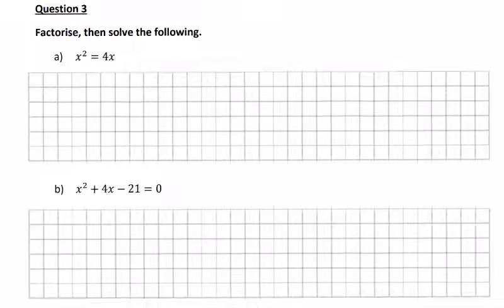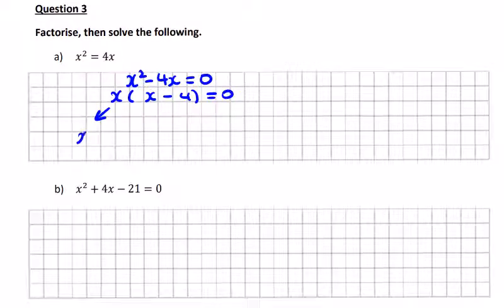Question 3 is factorize and solve. X squared is equal to 4x. Bring it across. X squared minus 4x is equal to 0. With these quadratics, there's 2 solutions. So if we factorize it, we get x times x minus 4. So to make this 0, x has to be 0 here. Or the long way of doing it, we say the whole bracket is equal to 0, so x is equal to plus 4, for my 2 solutions for part A.